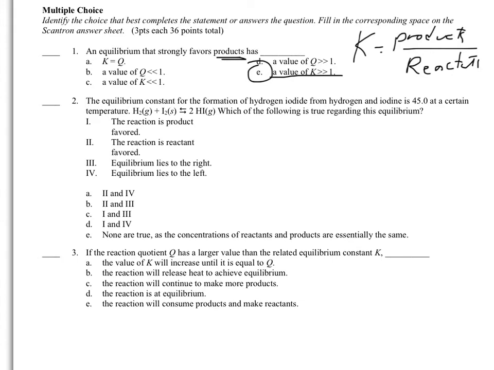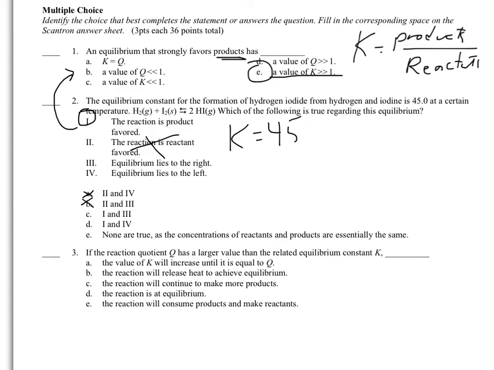Number 2, the equilibrium constant for the formation of hydrogen iodide from hydrogen and iodine is 45. So that's saying that K is equal to 45. At a certain temperature, the following is true regarding this equilibrium. Luckily for this version of the exam, it's right next to this question. Since K is greater than 1, 1 has to be true. The reaction is product favored. And since it's product favored, 2 cannot be true, so we can remove any of the answers that have 2 in them. That leaves us with C, D, and E.